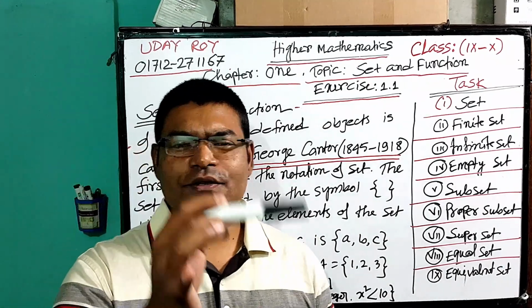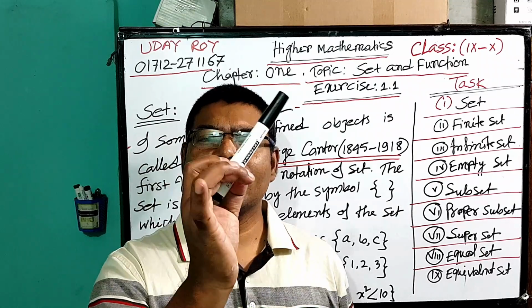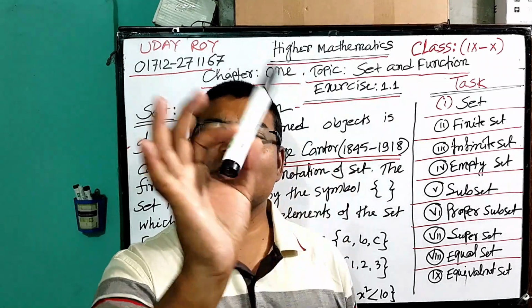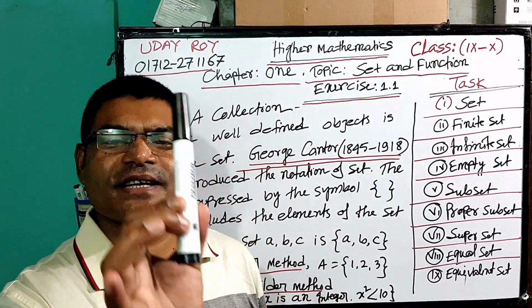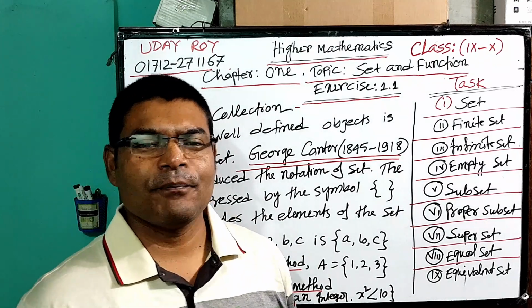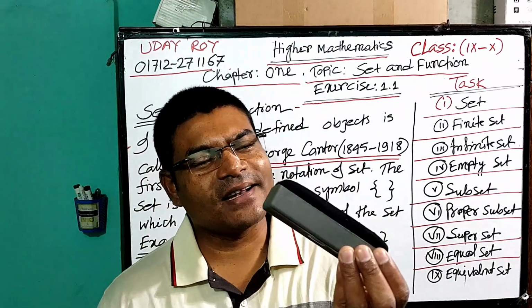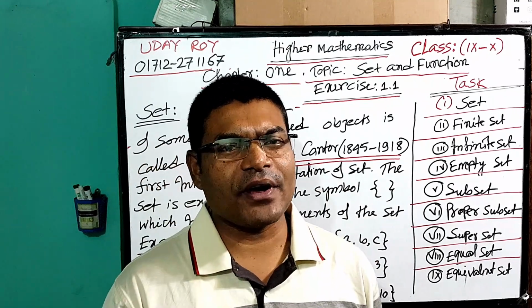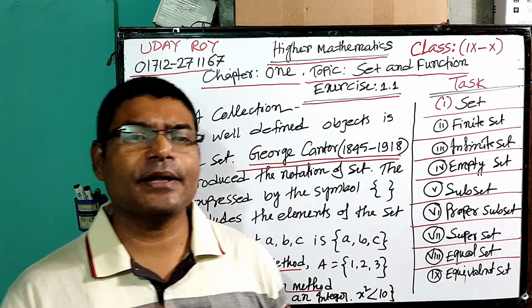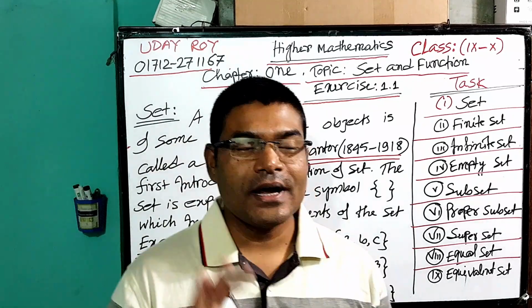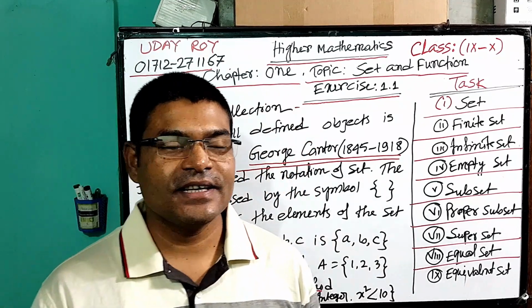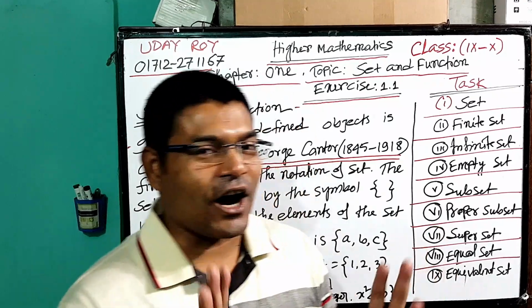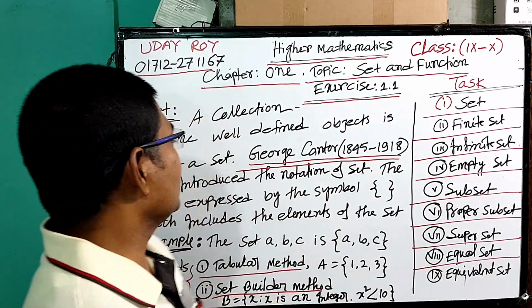This is the pen. So if we take three pens, then it's the set of pens. And if we take the duster, this is the set of duster. In a similar way, if we take the book, the set of books, set of pens, set of pencils, these are the sets. Now follow the board.